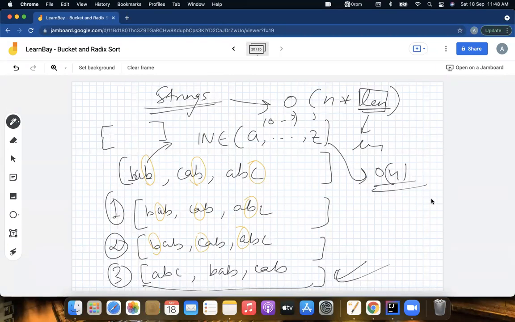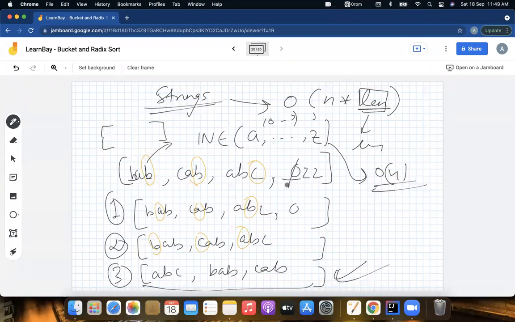How does it behave when it has different lengths? Different length of string. Yeah, good question. So what do we do here? Let's say you had ZZ here. So we add a character called phi, and we say that this is the lowest lexicographically, like it is even smaller than A. Okay.